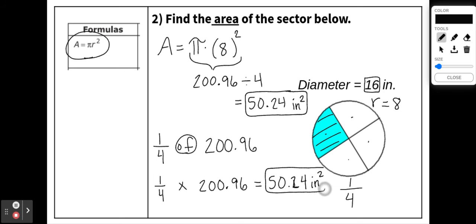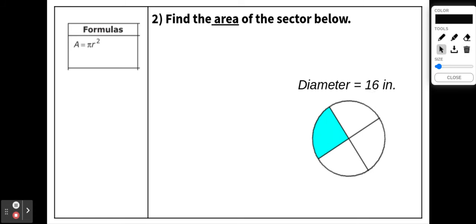So 2 ways of doing this. I could find the entire area and divide it by 4 because it's broken into 4 parts, or I could find 1/4 of the entire area by multiplying on the calculator. Whichever way makes more sense to you. You kind of get to pick what you want to do here, what makes more sense. Okay, let's try a third one.